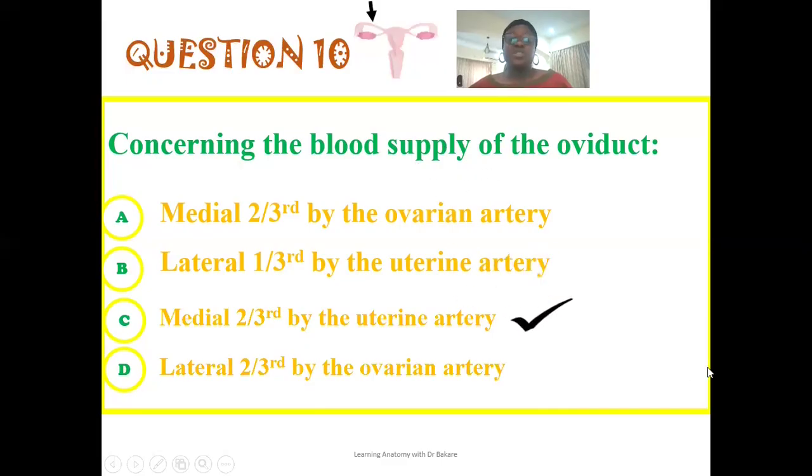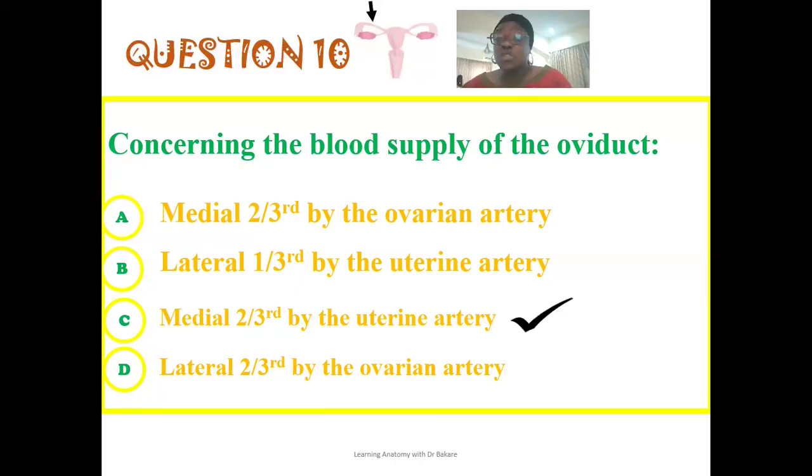Out of all these options, the correct one here is that the medial two-thirds of the uterine tube is supplied by the uterine artery. If you go back to our lecture on the blood supply of the uterine tube, in that lecture, we say that the uterine tube is divided into the medial two-thirds and the lateral one-third. The medial two-thirds is supplied by branches from the uterine artery because it is this region that is closely related to the uterus, and hence it enjoys the blood supply of this region.